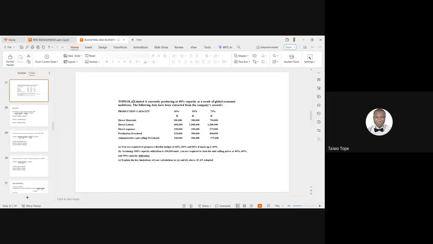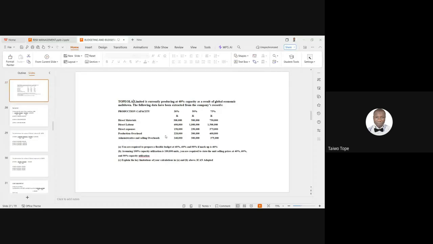Don't go and put it in AI and tell me what AI is telling you. Because some people are very fast. They just go and type it and begin to tell me what AI is telling them. Markup is related to cost. Margin is related to sales.